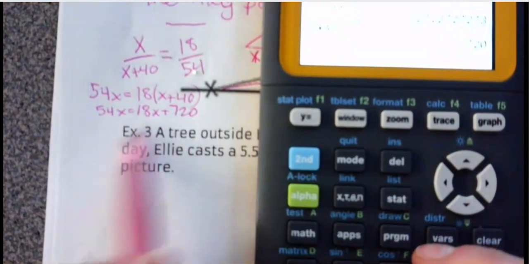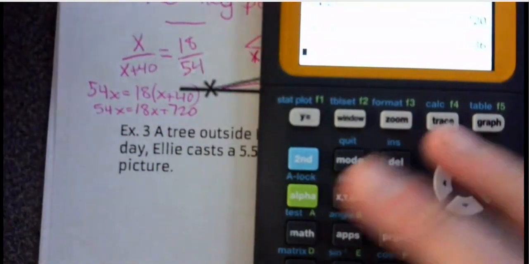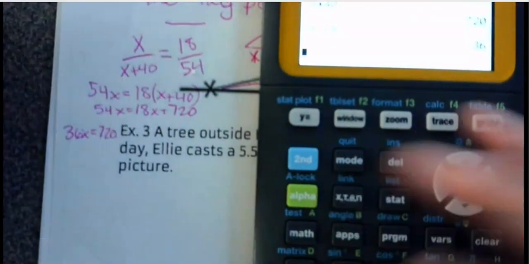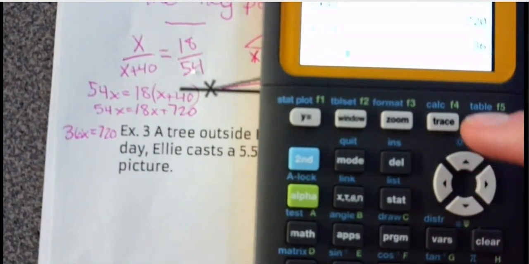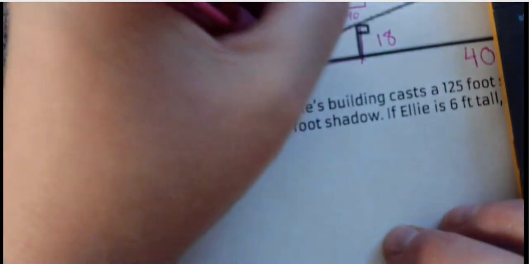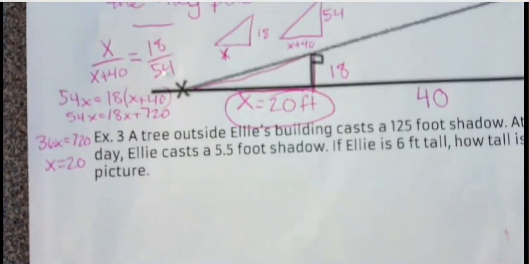The reason I'm doing that is because I want all the x's on the same side. So 54 minus 18 is going to be 36. 36x equals 720. 720 divided by 36. x is going to be 20. So that means he is 20 feet from the flagpole.